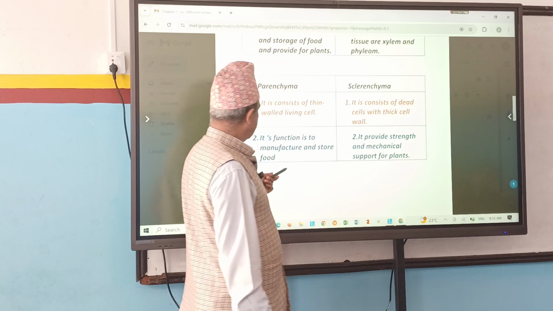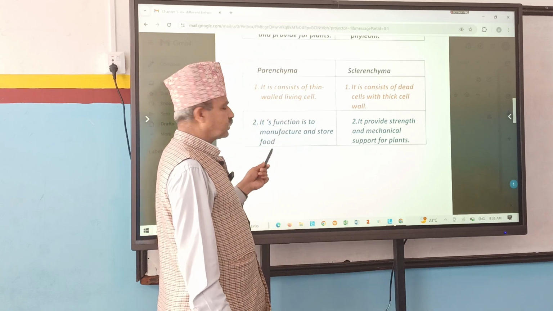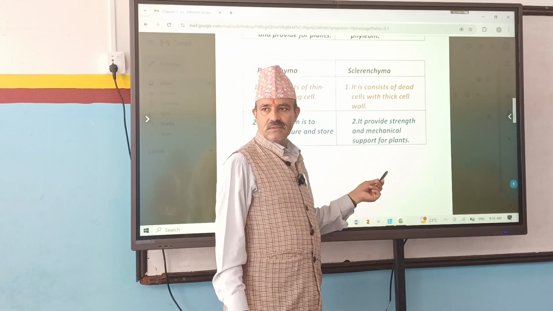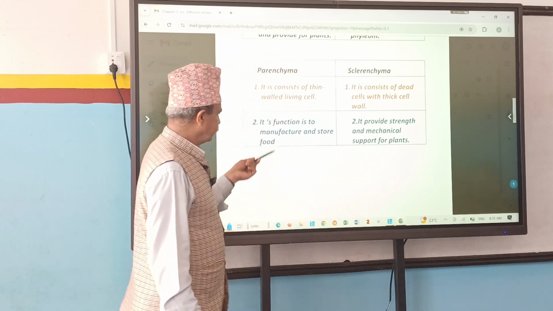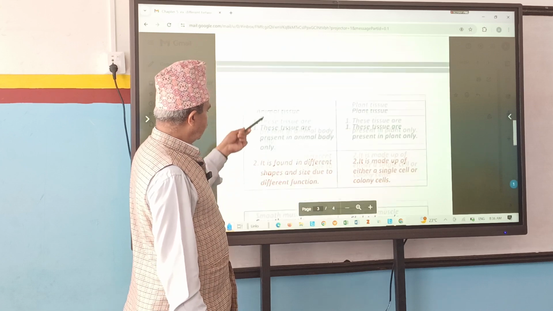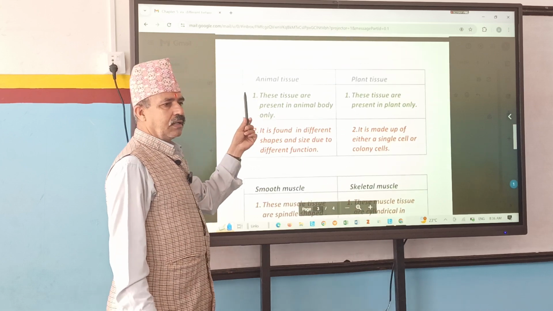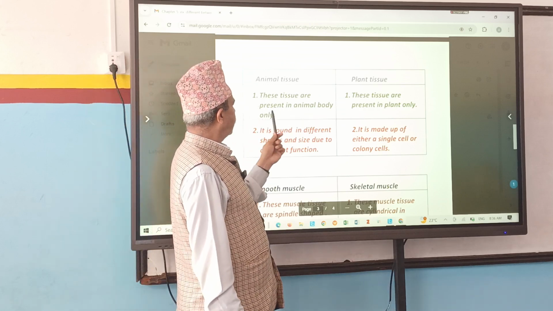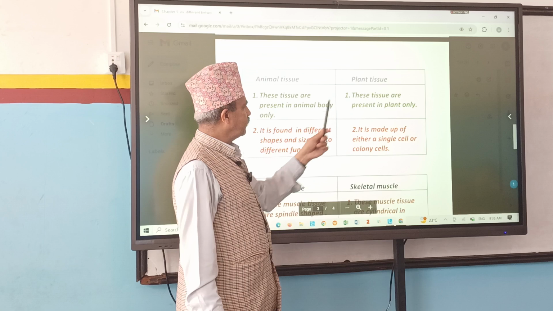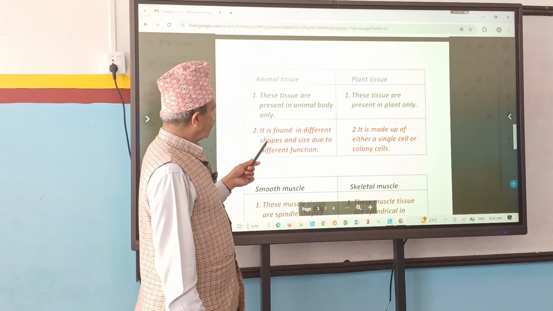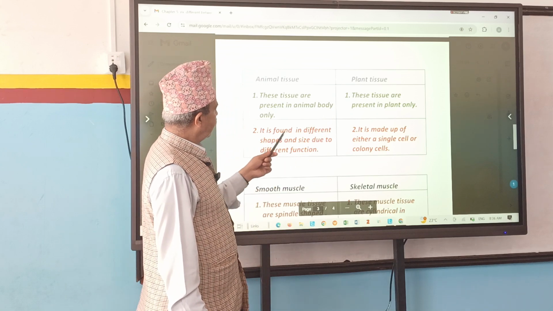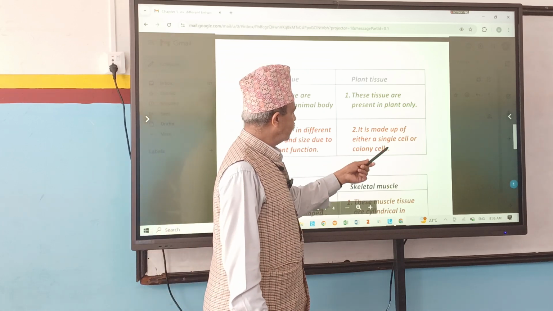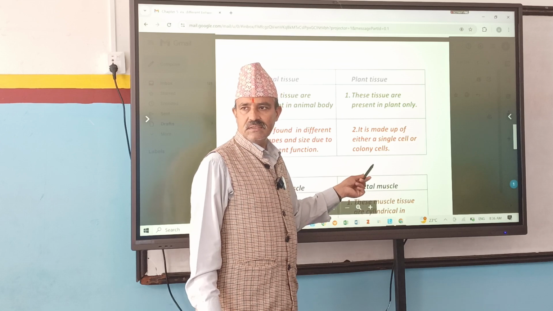Okay. Its function is to manufacture and store food. Sclerenchyma provides strength and mechanical support for plants. Is it okay? Yes or no? What is next one? Animal tissue and plant tissue. Animal tissues are present in the animal body only. Plant tissues are present in the plant body only. It is found in different shapes and sizes due to different functions. It is made up of either a single cell or a colony, means a group of cells.